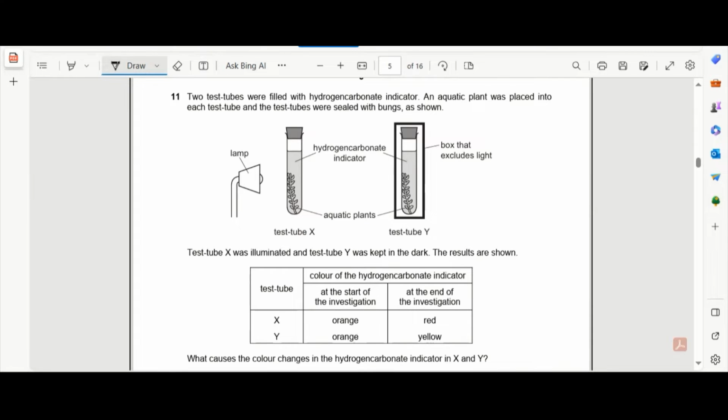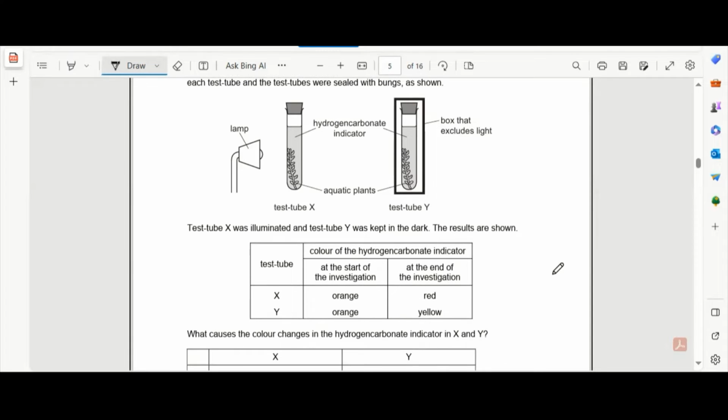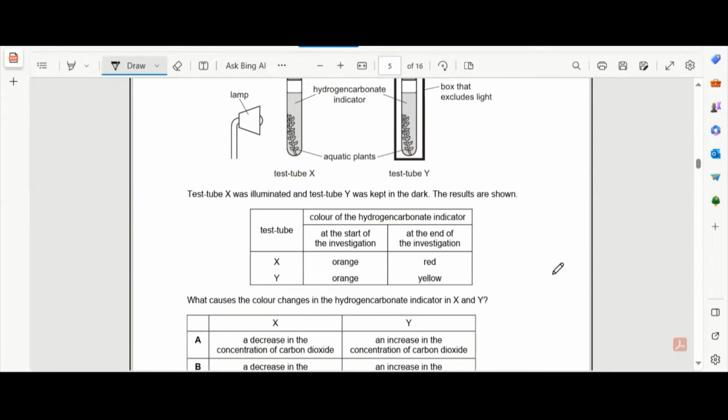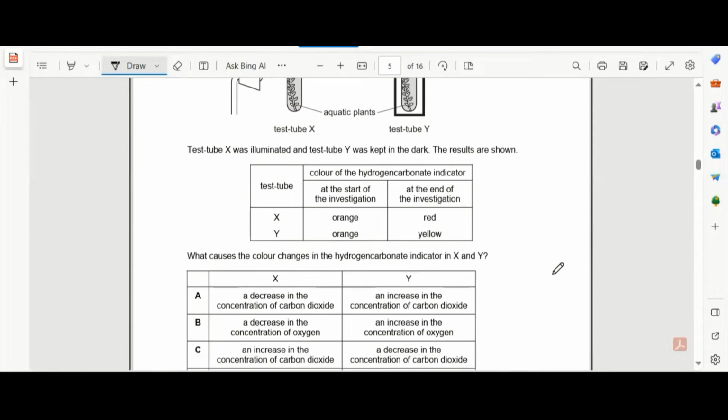Number 11, 2 test tubes are filled with hydrogen carbonate indicator. An aquatic plant was placed into each test tube, and the test tubes were sealed with bungs as shown. Test tube X was illuminated and test tube Y was kept in the dark. The results are shown. Test tube X, at the start of the investigation, the indicator was orange. At the end of the investigation, red. For Y, it was orange, and then it turned yellow. What causes the color change in the hydrogen carbonate indicator in X and Y?